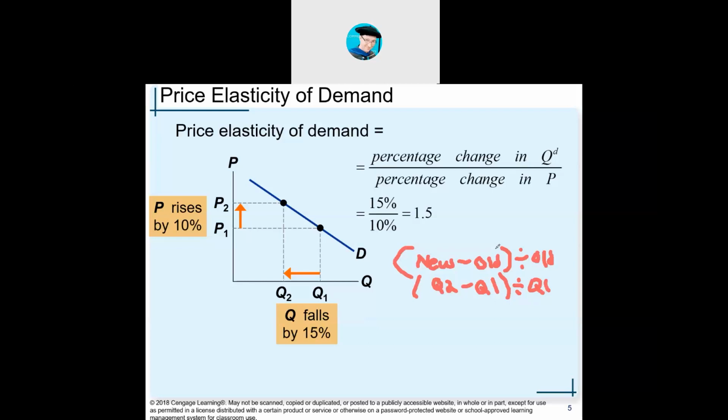So that's how you find the percent change of anything. It's the new minus the old divided by the old. And the percent change of quantity is Q2 minus Q1, you do that first, divided by Q1. That will get you the percent change in the quantity. Does that make sense? Or are there any questions so far?